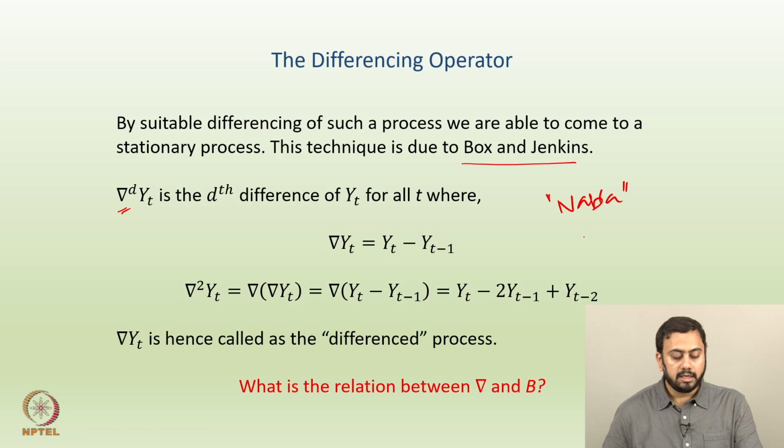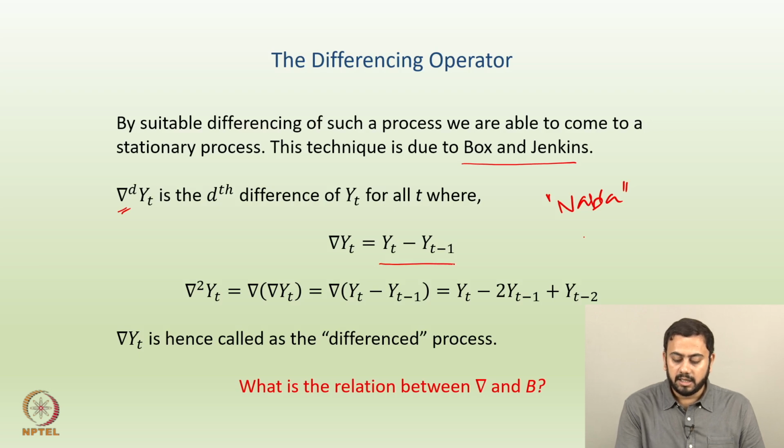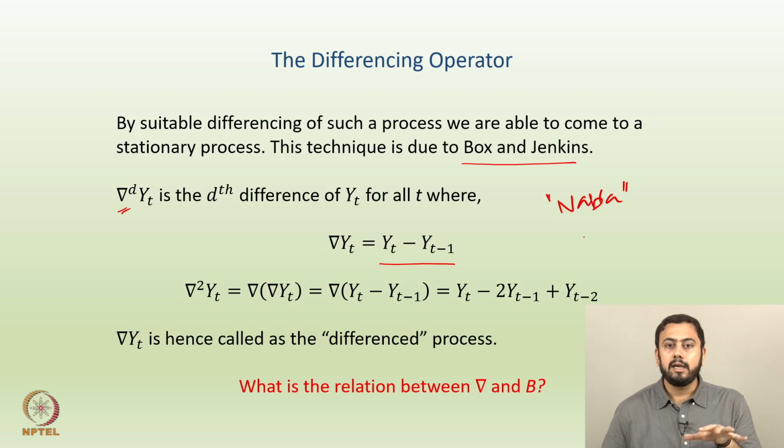Alright. And then, if you apply this nabla operator on any time series process yt, in general, nabla to the power d applied on yt is nothing but the dth difference of yt, for all t. For example, the first difference would be if you apply this nabla once. So, nabla applied on yt is nothing but yt minus yt minus 1. As the name suggests, there is some differencing going on. This is the differencing that the differencing operator gives you: you take the current value, which is yt, and subtract the previous value from it. So, yt minus yt minus 1.